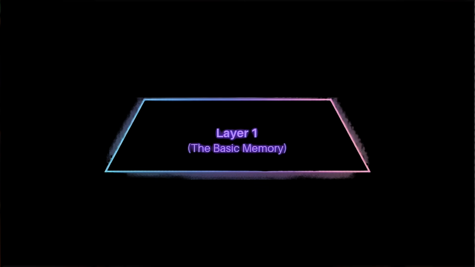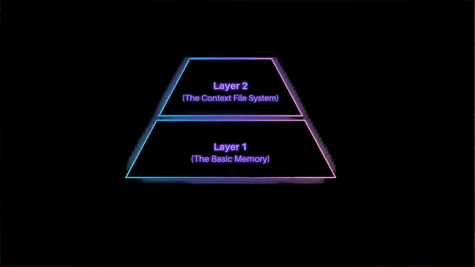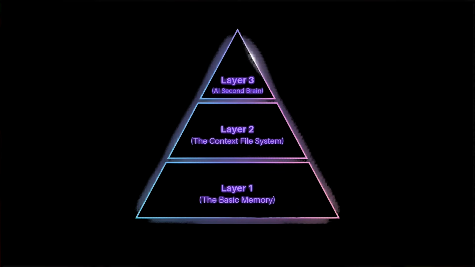Layer 1, the basic memory. This uses Claude's built-in tools, perfect for 90% of users. Setup time, 5 minutes. Layer 2, the context file system. This is where we build a master folder on your local hard drive. This is for the pros who need their rules to follow them across different projects. Layer 3, the AI second brain. This is God mode. We're using Obsidian to turn Claude into a digital twin that cross-references your entire life's work.